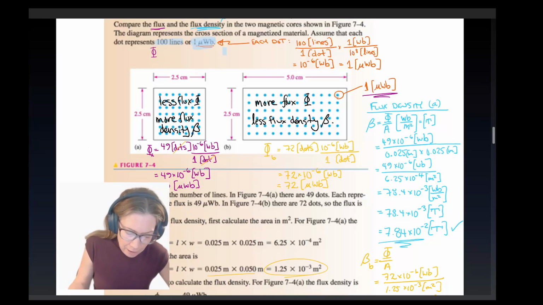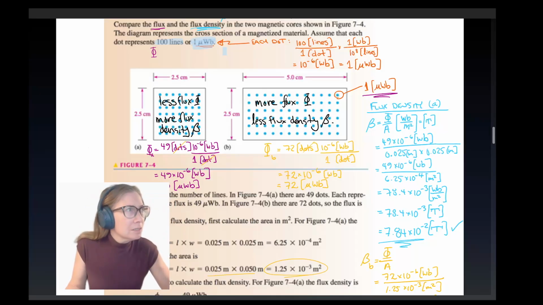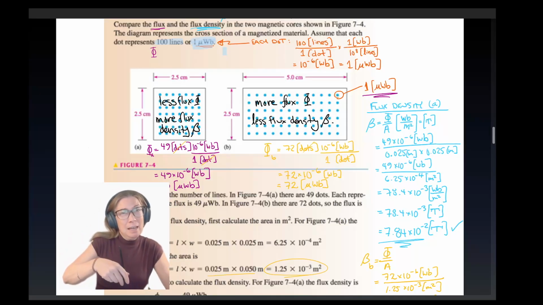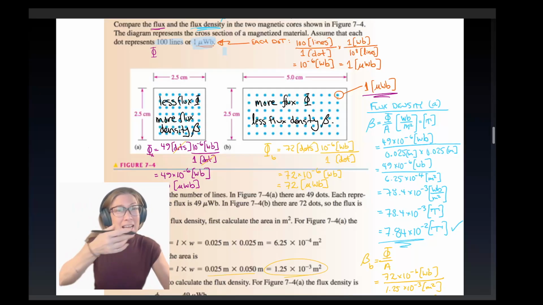Now, how many dots are in the first one versus how many dots are in the second one? I don't know offhand. It looks about the same to me, and the second one has a larger cross-sectional area. So I would say the second one has around the same amount of flux in a larger area, so it's less dense. So the first one has more flux density and the second one has less flux density. And of course, I'm trying to not look at my solutions that say there's less flux in the first one. It looks about the same to me.